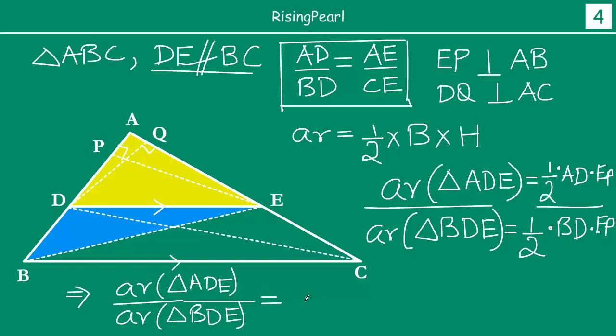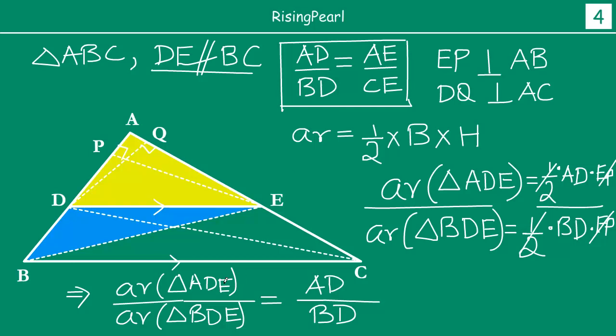And now if you look at this, the half and half will get cancelled out. EP will get cancelled out. I am left with AD by BD. So as you can see, friends, at least we have got the left hand side here, AD by BD. So what is this ratio AD by BD?